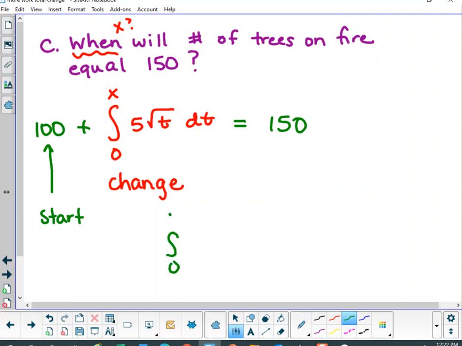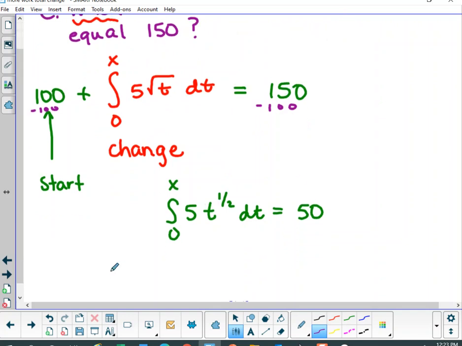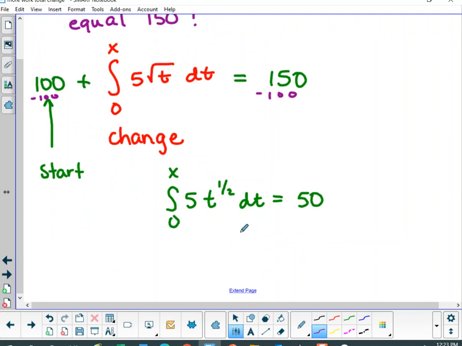So the change has to equal 50-ish. If I subtract 100 from both sides here, basically I'm saying, okay, I'm already starting with 100 trees. I start accumulating more trees on fire. I need to get 50 more to get to the 150. So I want to calculate how long is it going to take? What's that x going to have to be to make this 50?